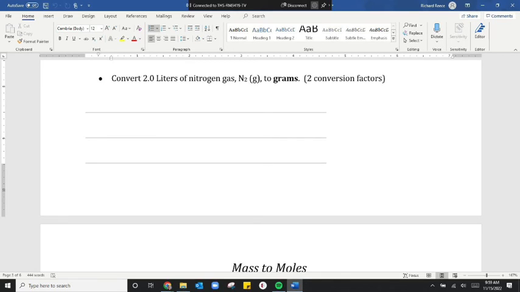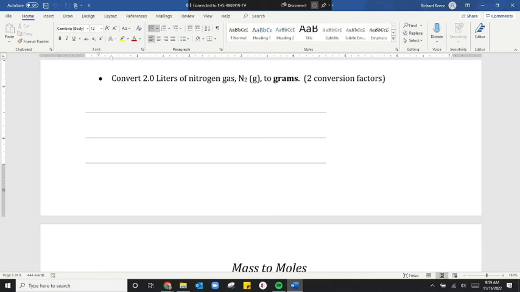So it says convert 2 liters of nitrogen gas to grams. So this time we're starting off with the volume, which is liters. And we need to get over here to mass. So if I look at this roadmap, it can help me out. I'm going to do 2 conversion factors here. I've got to use the 22.4 liters as a conversion factor to get to moles. And then I can use moles to get to mass, like we did at the beginning of class today, going from moles to mass.